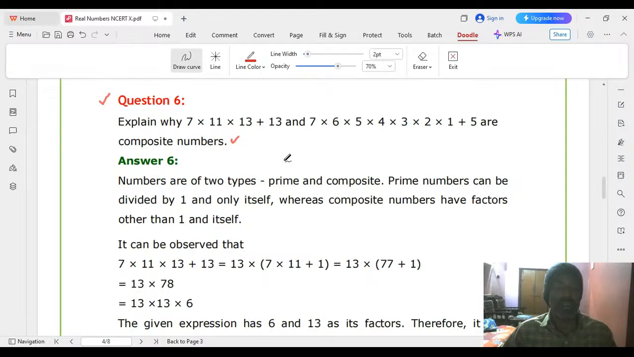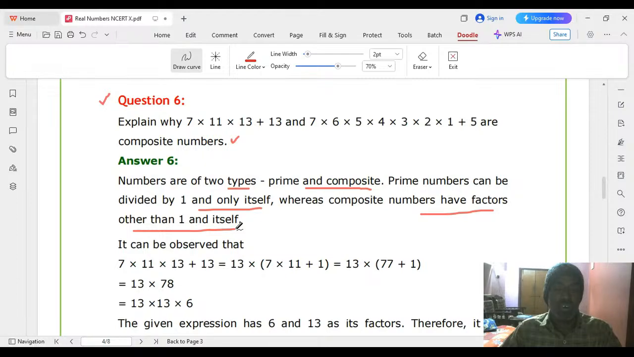Numbers are of two types, prime and composite. Numbers which are not prime are composite. We already have an idea about prime numbers: a prime number is greater than 1 and divisible by 1 and itself only. Other numbers which are not prime are composite. A prime number can be divided only by 1 and itself and is greater than 1, whereas a composite number has factors other than 1 and itself.